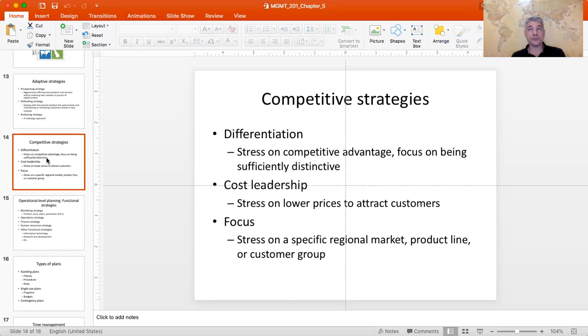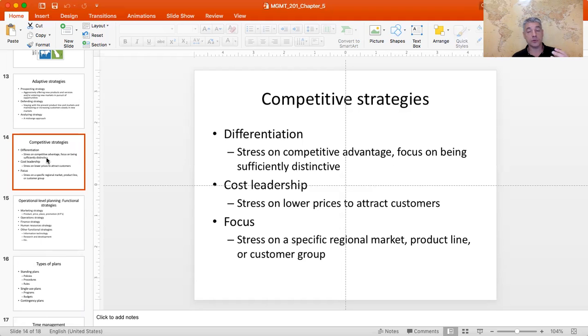So, if you happen to do that successfully, people would not mind to pay you extra for your products or your services, right? As long as you are unique enough. With cost leadership, you basically manufacture products or you do services that are just your average run-of-the-mill products, but you are the cheapest on the market, right?